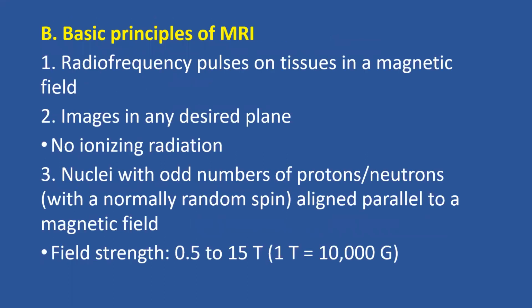What are the basic principles? Radio frequency pulses on tissues in a magnetic field is sent. These radio frequency pulses are projected on tissues, and these record images in a desired plane. You should know that MRI does not have ionizing radiation. It works through protons and neutrons. Okay? And the field strengths can vary from 0.5 to 15 Tesla.